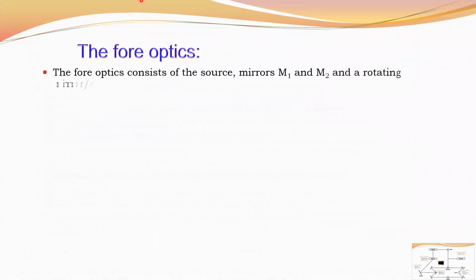Next, we discuss the fore optics. The fore optics consist of the mirrors M1, M2, and a rotating mirror or chopper M. So the fore optics here consist of the source mirror M1, M2 and the rotating mirror chopper.